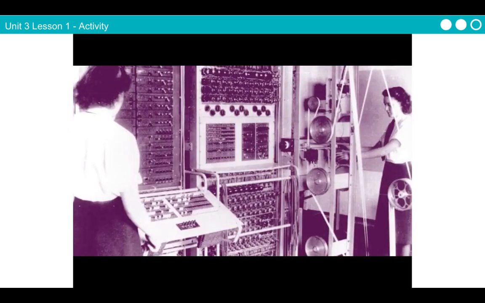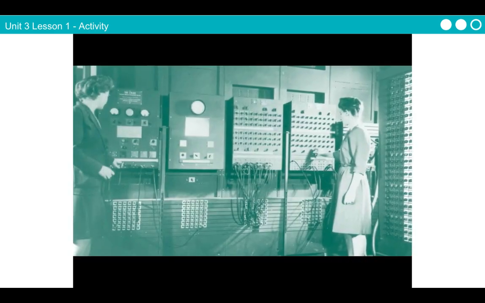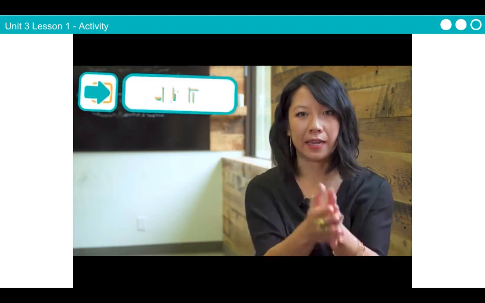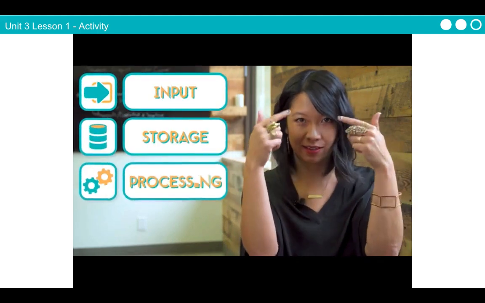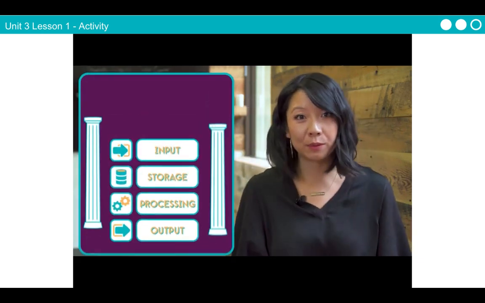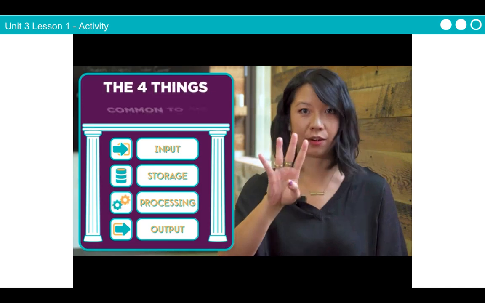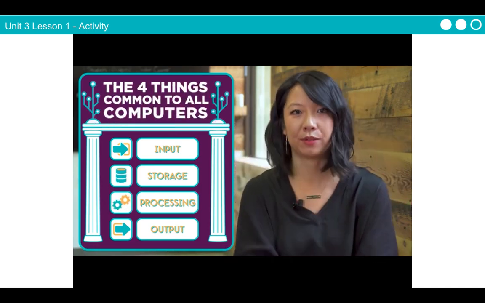As the pioneers of computer science explored how to design a thinking machine, they realized that it had to perform 4 different tasks. It would need to take input, store information, process it, and then output the results. Now, this might sound simple, but these 4 things are common to all computers. And that's what makes a computer a computer.